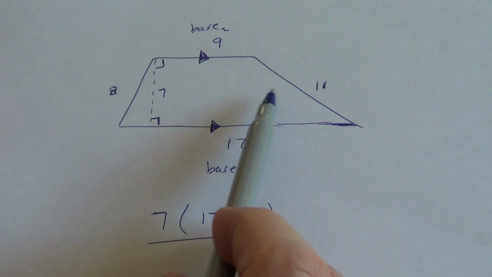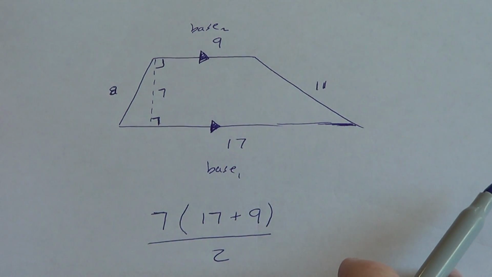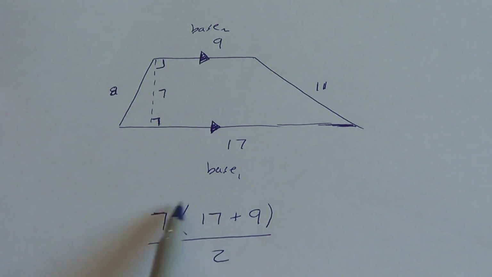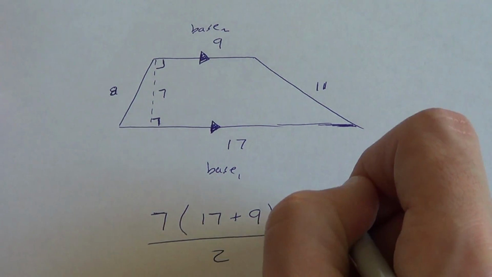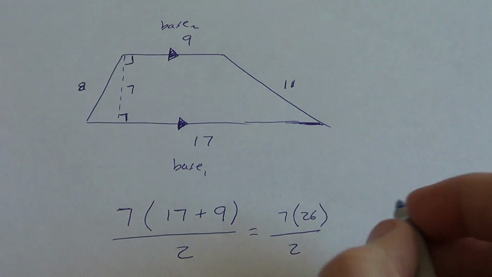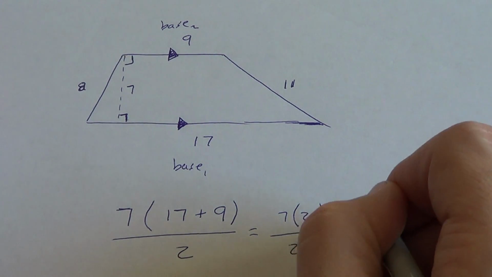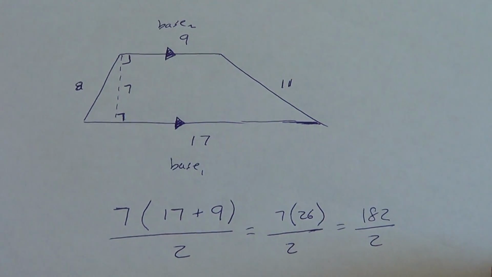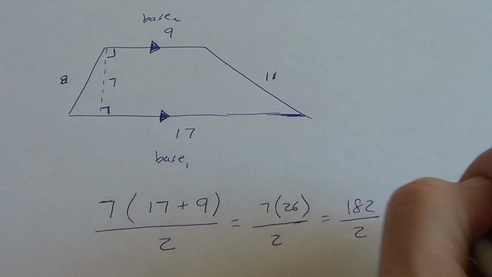Well, what about this 8 and this 11? They don't matter for area. They just don't matter. So here's our formula: 7 times 26 divided by 2. 7 times 26 is 182, divided by 2, and that gives me 91.